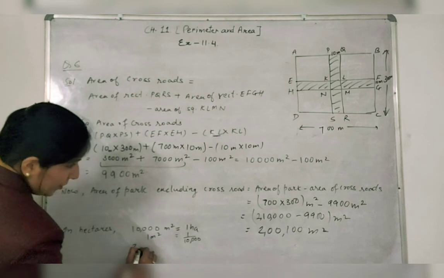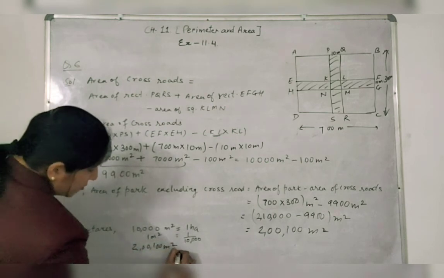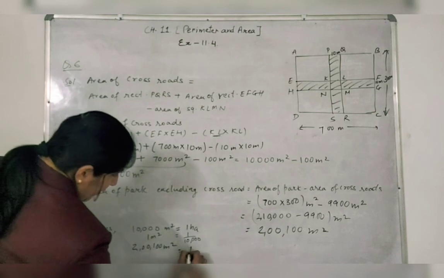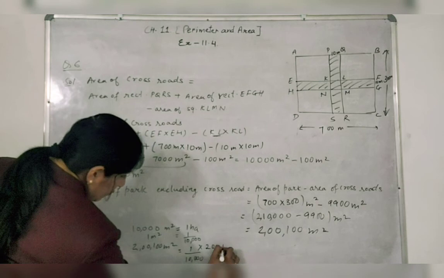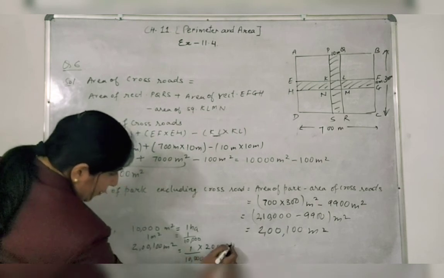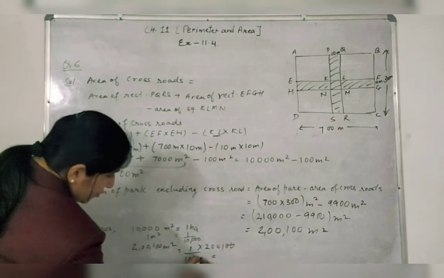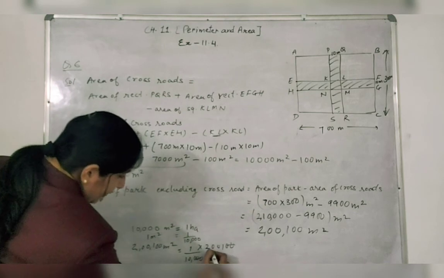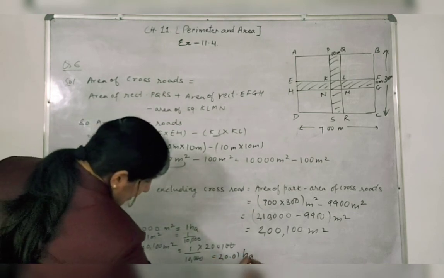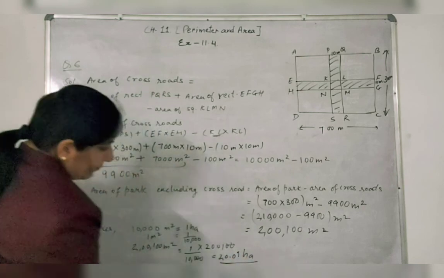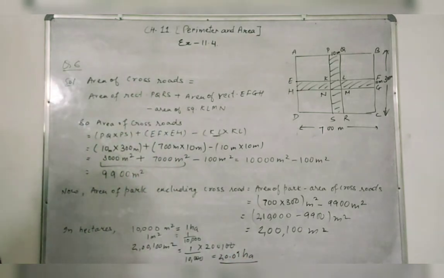Now we need to calculate it for 2,00,100 meters square. So how we can calculate it? 1 by 10,000 multiplied by 2,00,100. So to calculate this, 2 zeros, 2 zeros cut. So it will be 20.01 hectare after solving. Okay, so this is the answer in hectare. So this is all about the question number 6. So after this we'll start the next question.